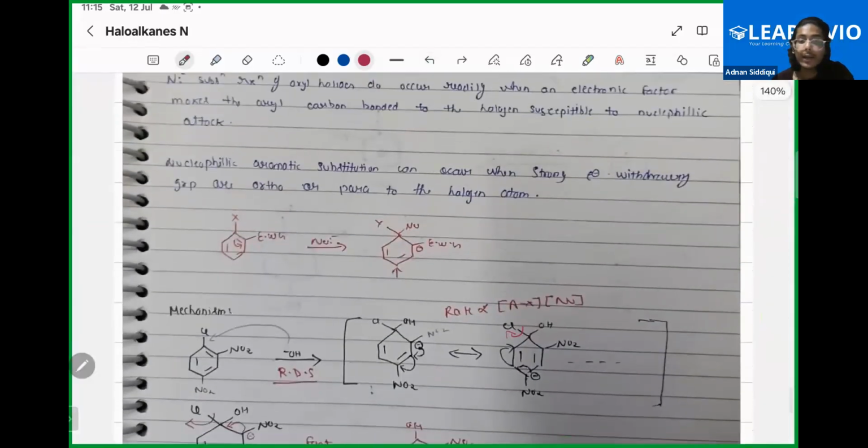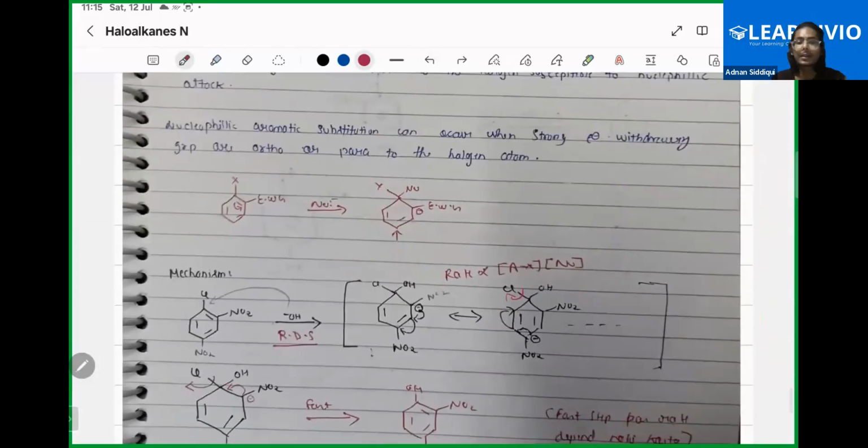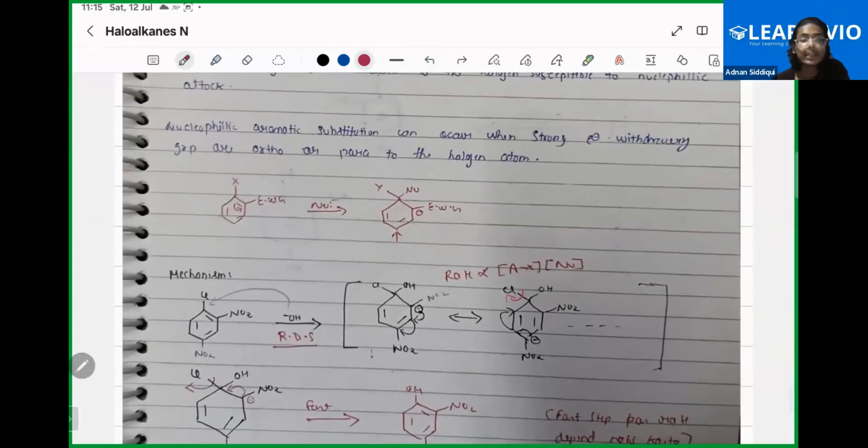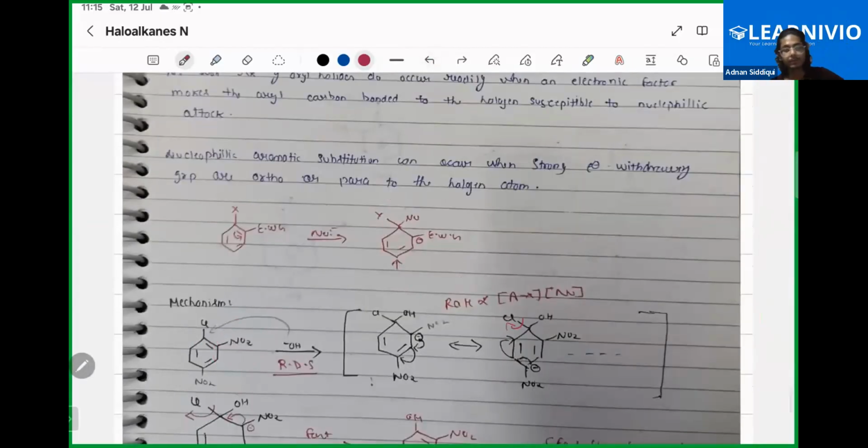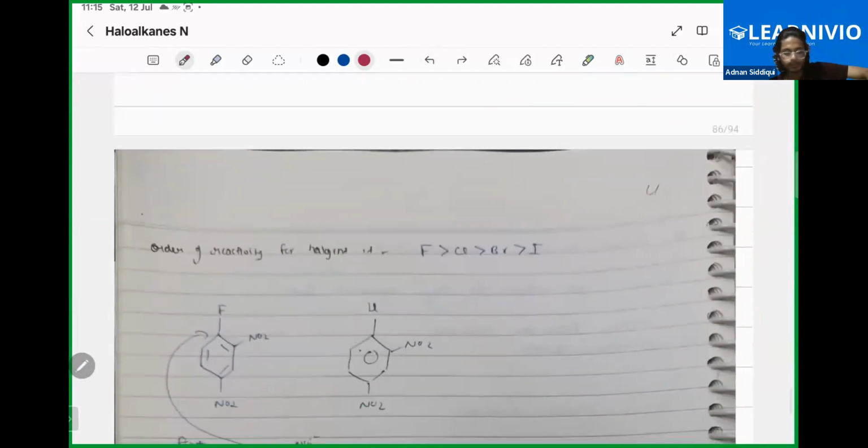So how can you identify whether your benzene ring is going to follow addition elimination or elimination addition? If you have an electron withdrawing group such as NO2, then you will follow addition elimination. If you have no such electron withdrawing group, you will follow elimination addition. This is the key. You have to look for the electron withdrawing group, right?